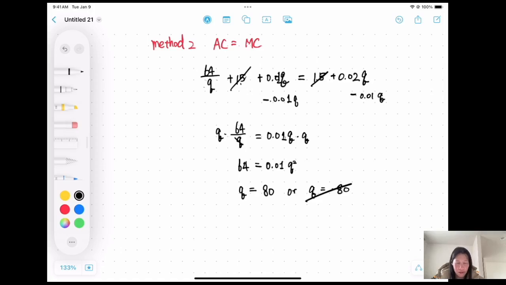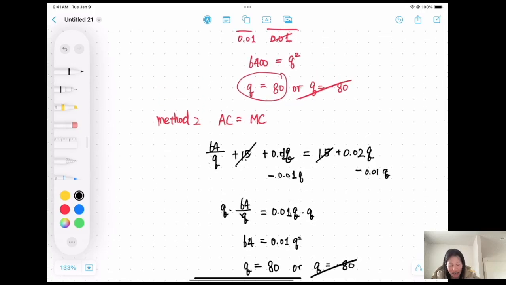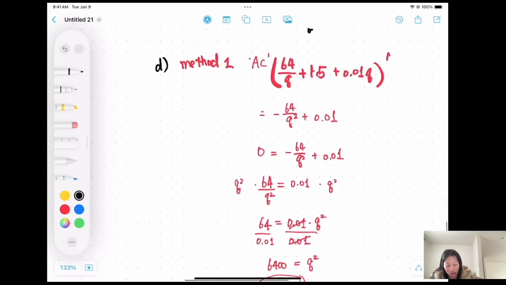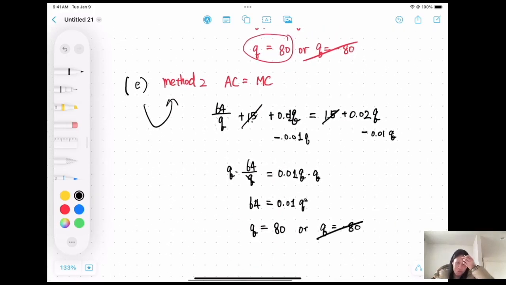Now let's look at number E. Number E is to confirm the average cost and the marginal cost are equal at your answer to D. So basically, this is the solution for E. It's supposed to be F. Oh no, E, sorry, it's E. Well, we just did it, because this is another way to find the minimal average cost.